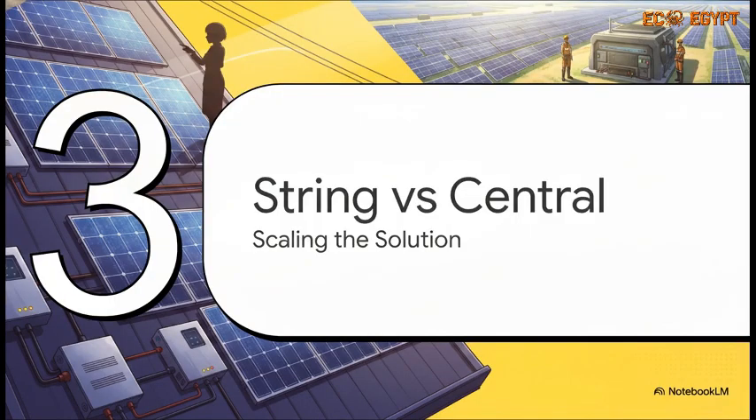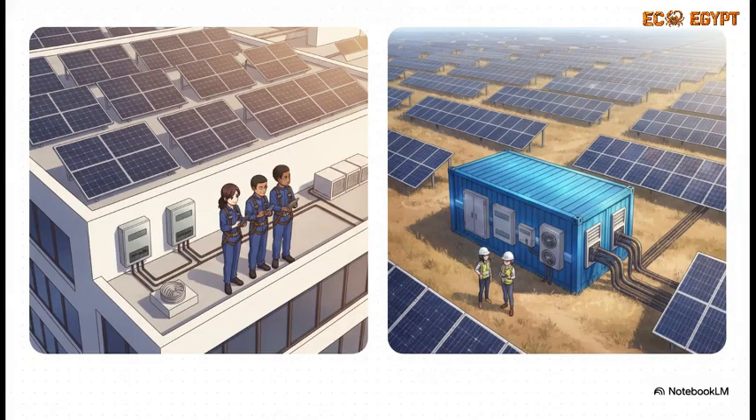Section 3. String versus central inverters. It's all about scaling the solution. So depending on the scale of your plan, you basically have 2 choices. You've got string inverters, which are modular setups usually mounted right near the solar arrays. They're highly flexible, and if one happens to fail, you only lose a small, localized section of your output. They're perfect for commercial and industrial sites.